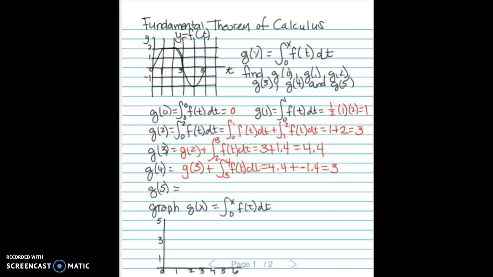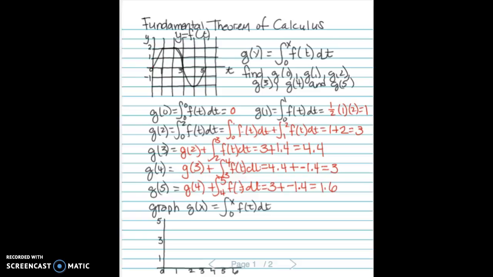Now we need g of 5. G of 5, of course, is going to be equal to g of 4 plus the integral from 4 to 5 of f of t dt. We know that g of 4 is 3. And we are adding on, it looks to me like it's probably another negative 1.4. So 3 plus negative 1.4 is 1.6.